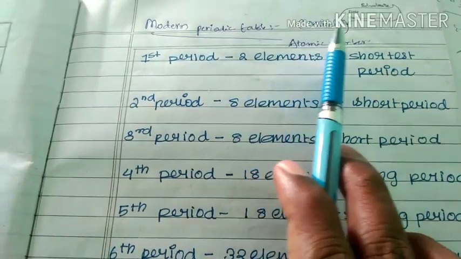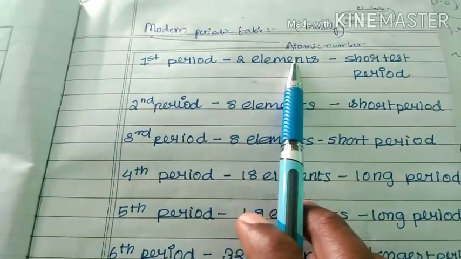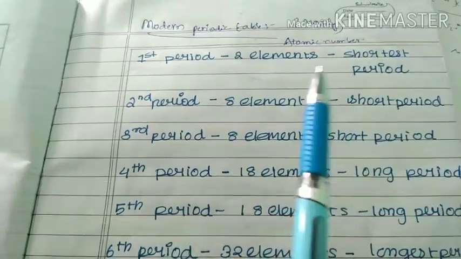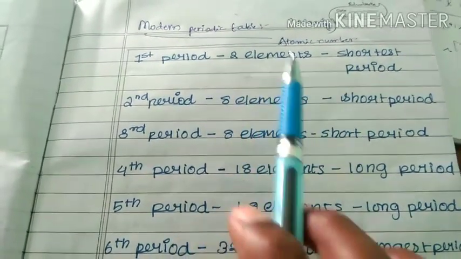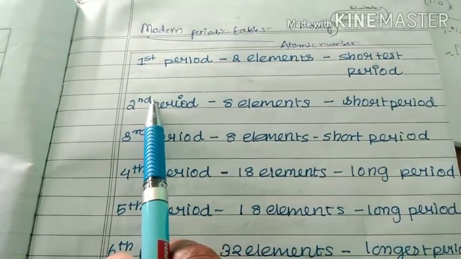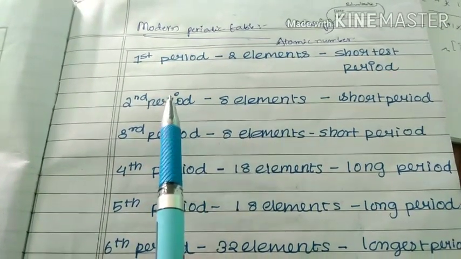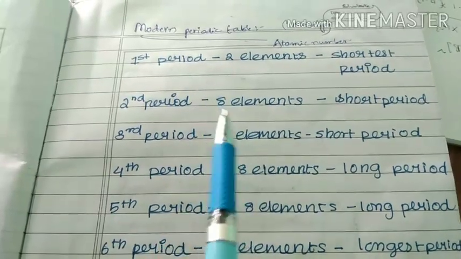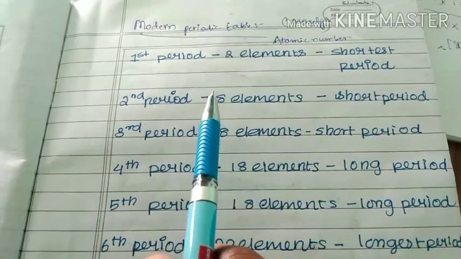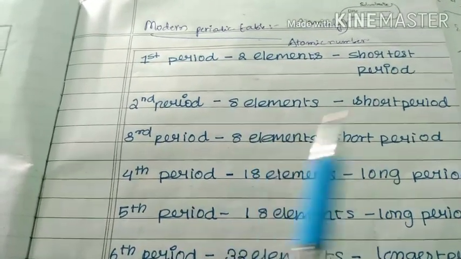This was proposed by Moseley. It is based on atomic number, which means this periodic table is modified based on atomic number. In this periodic table 7 periods and 18 groups are present. Now we are using this periodic table. This is a very big and very important periodic table.